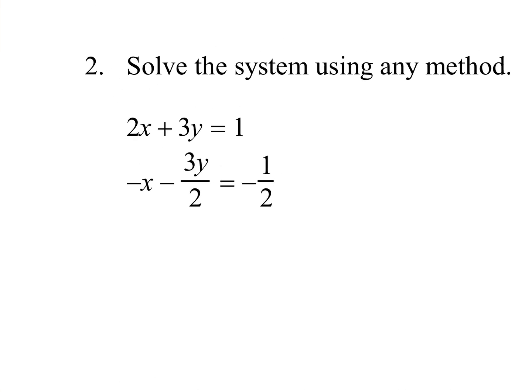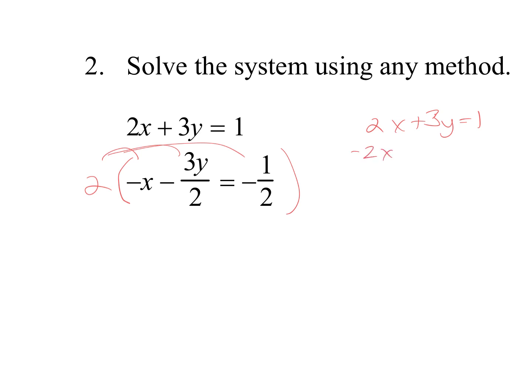So what would I do first here? My second equation has fractions in it. What could I do? Okay, let's multiply everything in the second equation by 2. Why would we do that? To get rid of the fractions. So when I multiply, it's everything. So I have my 2x plus 3y equals 1. And then my second equation is going to be negative 2x minus 3y equals negative 1. You guys agree?